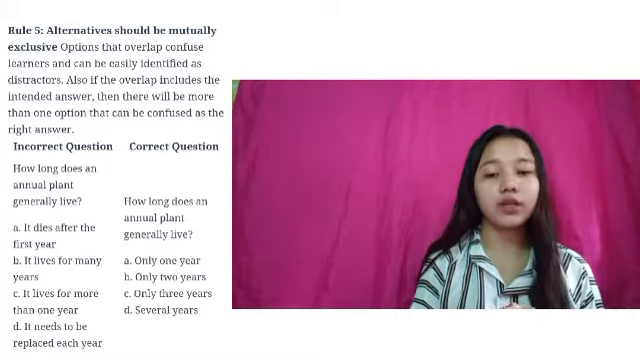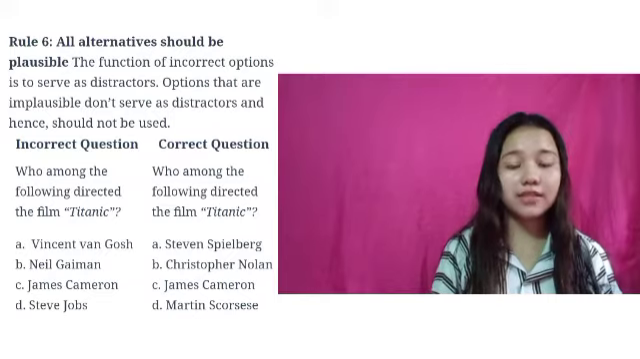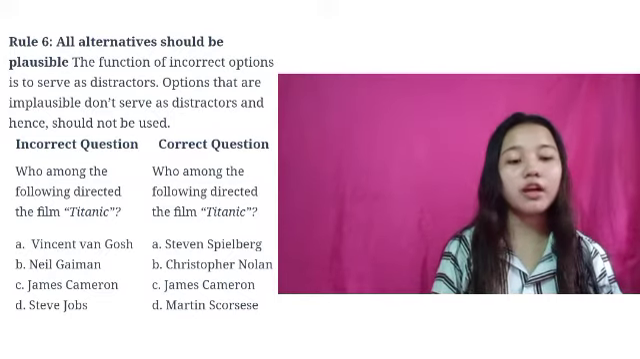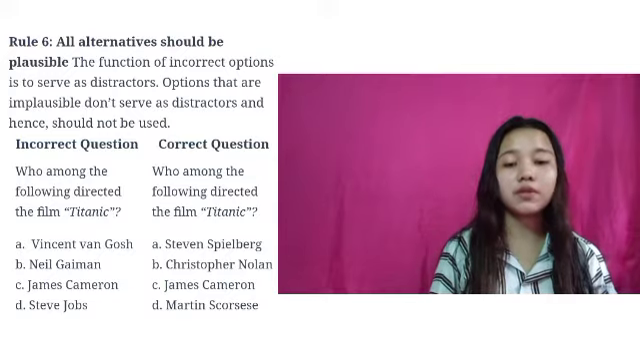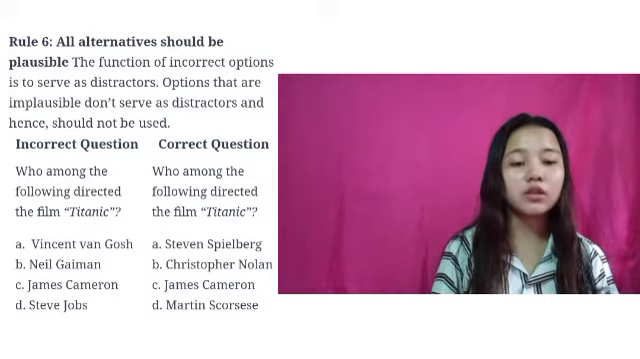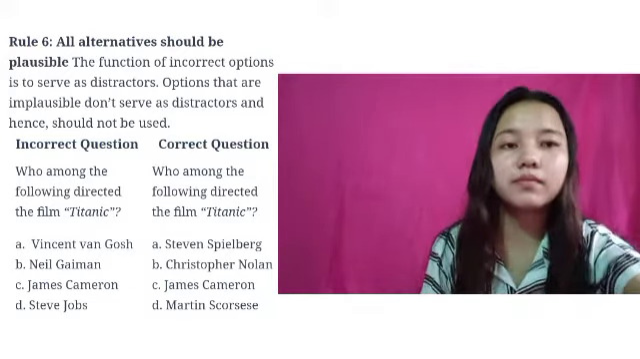Next rule, rule number 6. All alternatives should be plausible. The function of incorrect option is to serve as distractors. Options that are implausible don't serve as distractors and hence should not be used. So, all alternatives should be plausible. So, dapat daw nakakapaniwala yung alternatives.